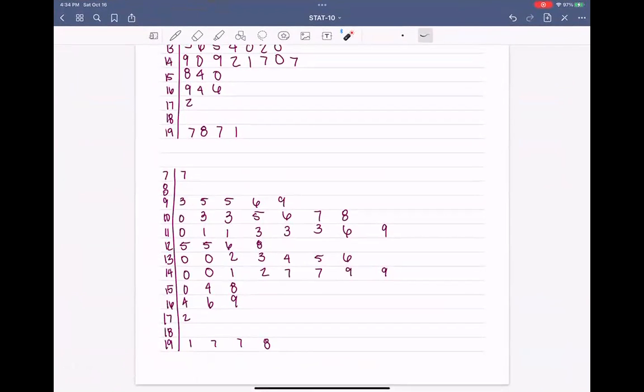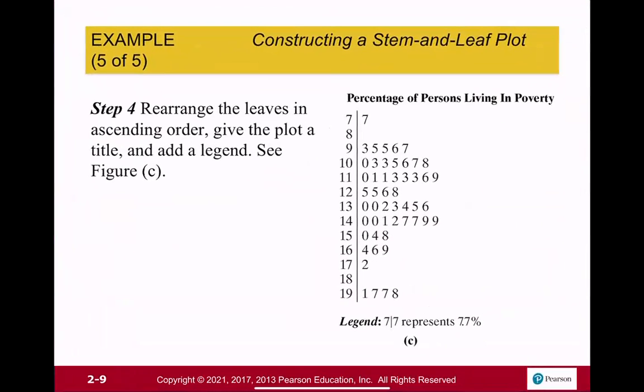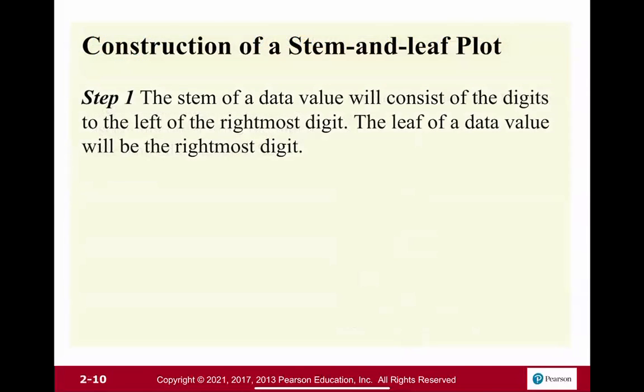We could write the legend right down here. 7 | 7 is 7.7. In this case, it's 7.7% because we're looking at the 2 different values here. And there we go.